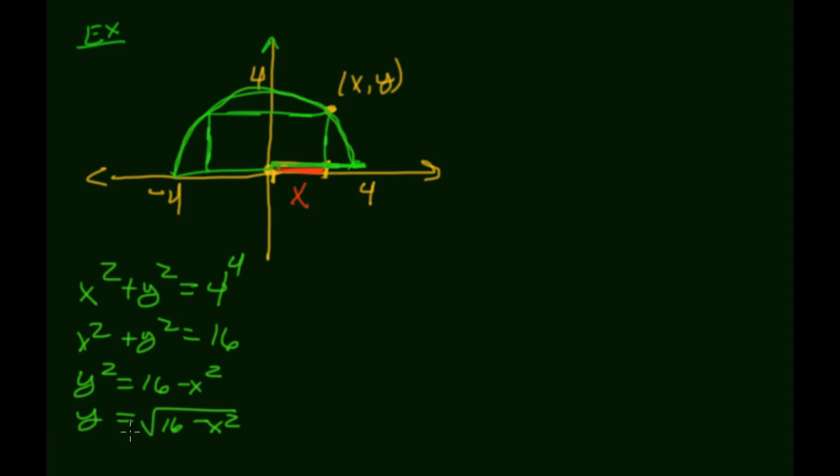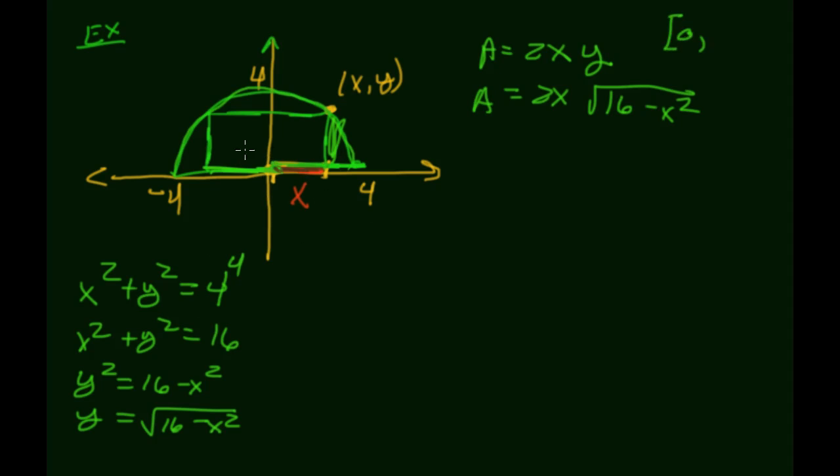So if y is this, and the area of that rectangle is 2x times y, which means it's 2x times the square root of 16 minus x squared. That's my area. Okay, so I have some domain restrictions. The smallest value that x can be is 0. The largest value x can be is 4, right? And at either of those, the area of the rectangle is 0. So those aren't the maximal area.